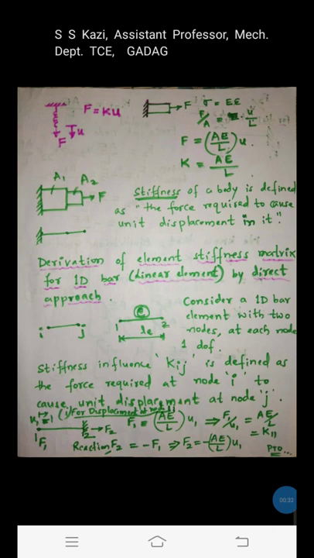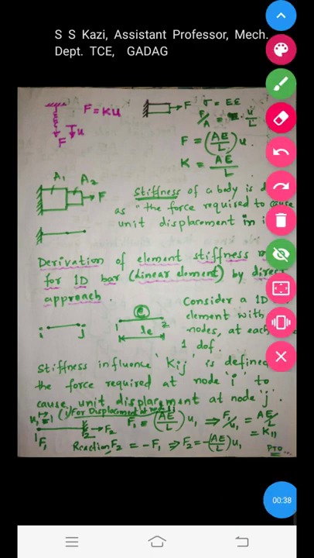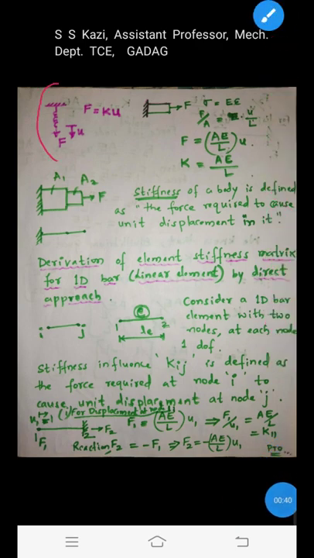Before that, let us have a look at what we mean by stiffness. For that I will consider a spring with one end fixed and the other end applied with force F. Due to this applied force F, let the spring have the displacement U. Due to that, the equilibrium equation we will get is F is equal to K into U, where F is the applied force, U is the displacement due to that applied force, and K is the stiffness of the spring.